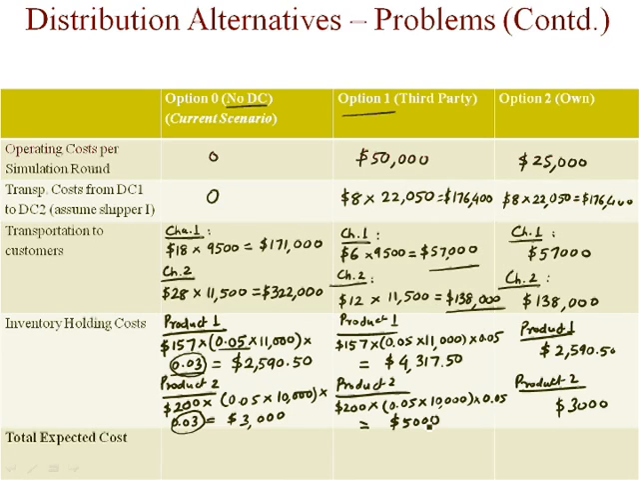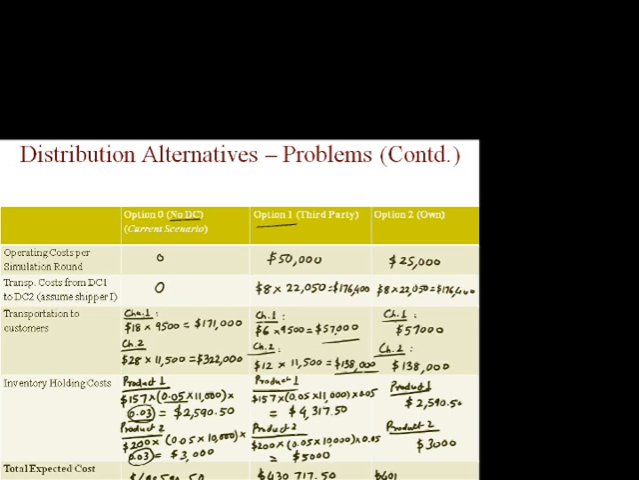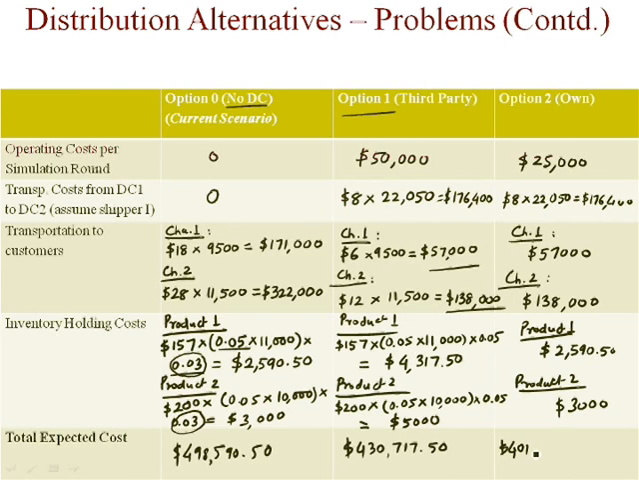So now you have calculated different cost components, and when you add all these different cost components, the total expected cost will turn out to be, for option 0, 498,590.50. For option 1, this total expected cost is $430,717.50, and for option 2 it is 401,990.50.